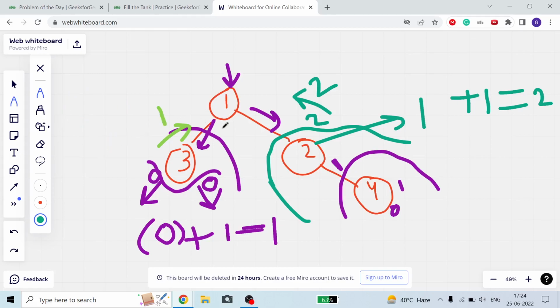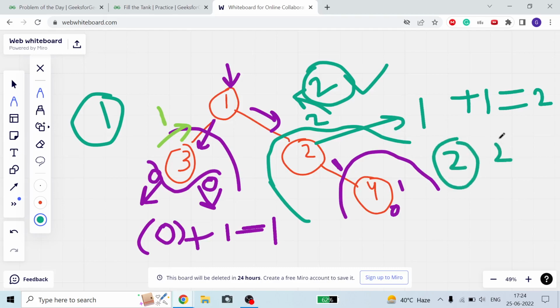Okay, so now one will say, my left side needs 1 amount of water, my right side needs 2 amount of water, so the maximum amount of water I need is 2. So I will give 2 amount of water to both sides. Here we give 2 amount of water here and 2 here. Here we require only 1, so 1 amount of water is being wasted here.